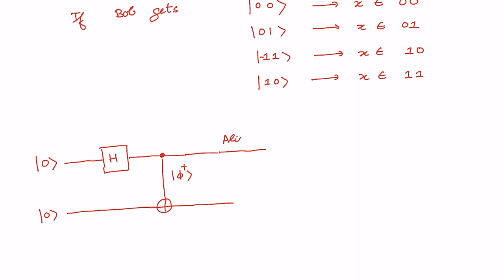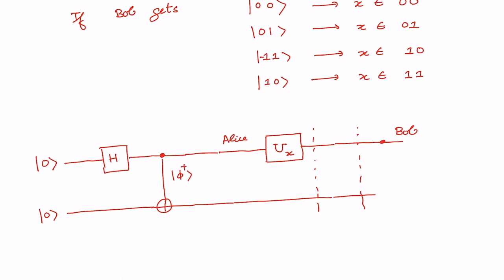This is the state you will get, and this would be shared by both Alice and Bob. And then what Alice does, depending on what classical bit she wants to send or transmit, she is going to make some unitary operations. After doing the unitary operations, the qubits will be sent to Bob. And then Bob will do a C naught operation on the received qubit.